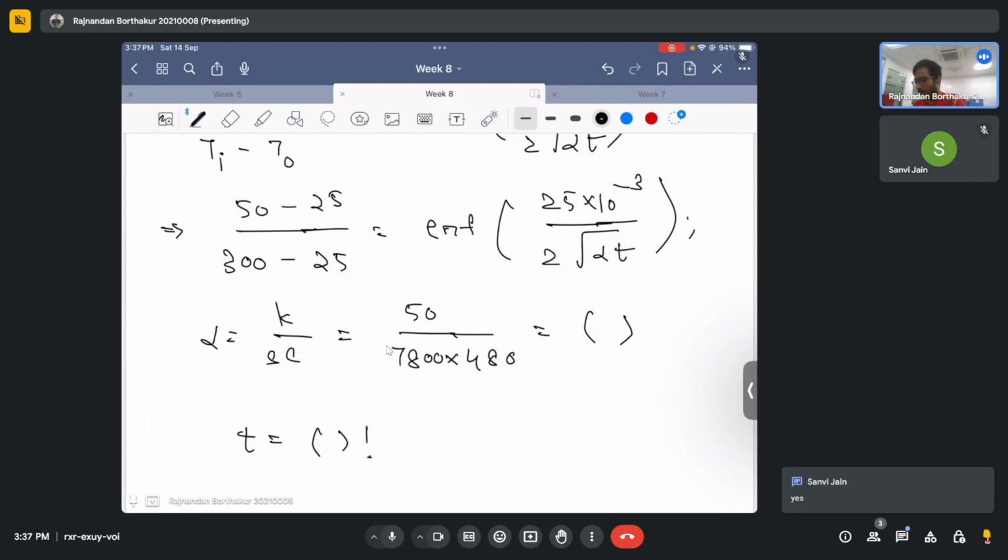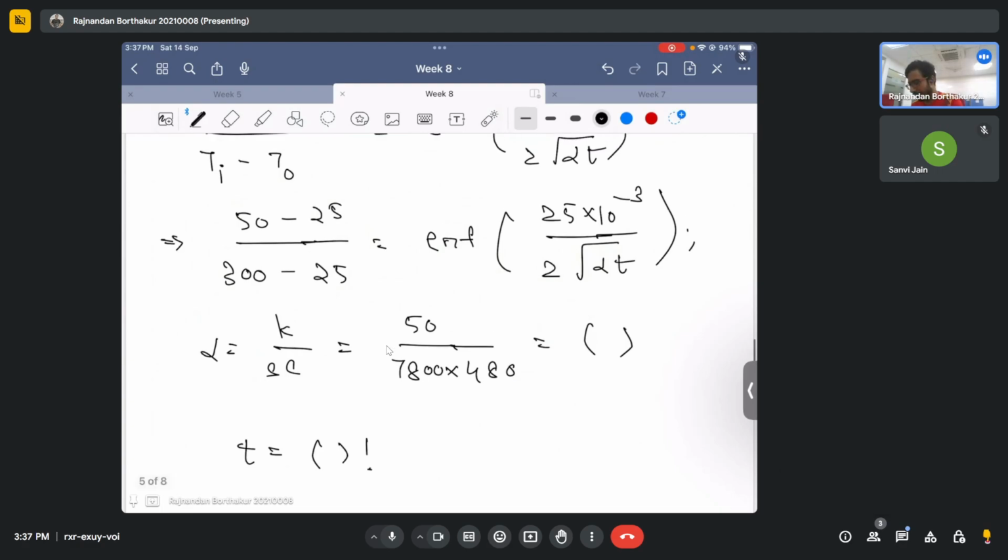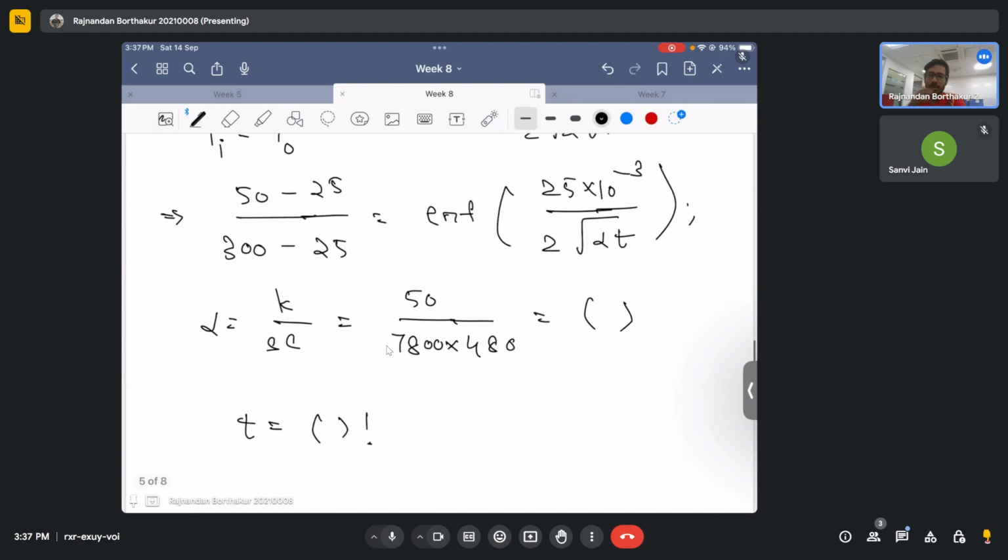Okay, all right, guys. So this ends our discussion on transient heat conduction. We looked into two things. First, the lump capacitance model, which we looked at extensively.